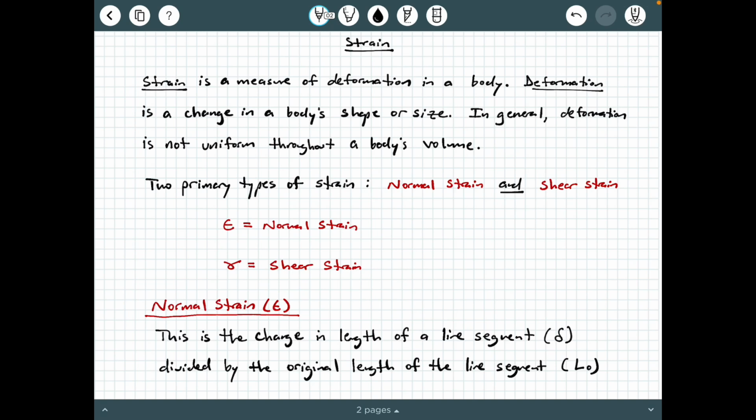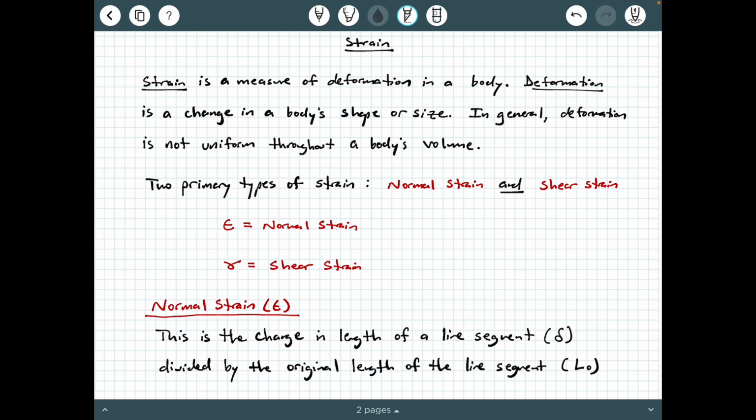Hey everybody, Dr. A here, and in this video we're going to be providing some background information on a new topic called strain, okay? So what is strain? Strain is a measure of deformation in a body. Now, the next question becomes, what is deformation? Well, deformation is a change in a body's shape or size.